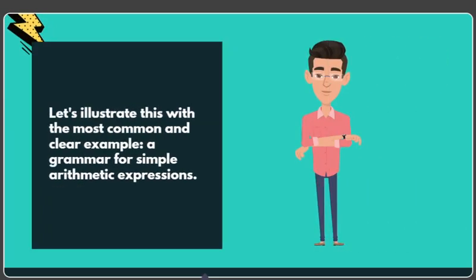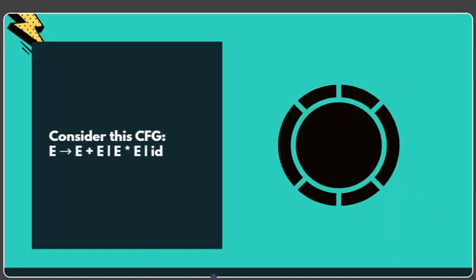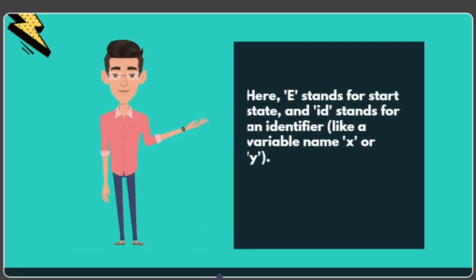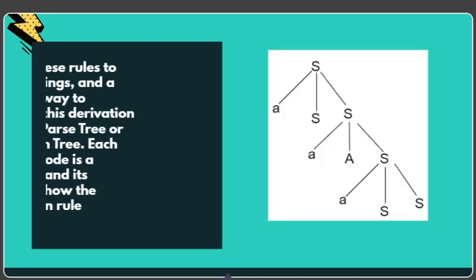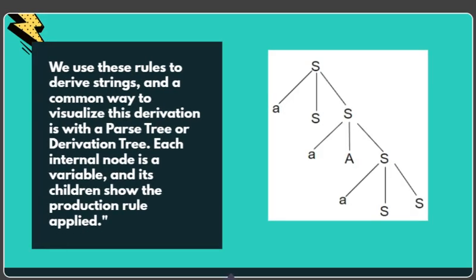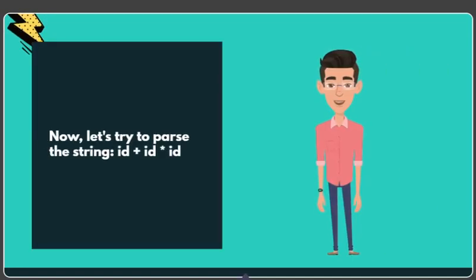Let's illustrate this with the most common and clear example, a grammar for simple arithmetic expressions. E goes to E plus E, E times E, or ID. Here, E stands for expression, and ID stands for an identifier, like a variable name X or Y. We use these rules to derive strings, and a common way to visualize this derivation is with a parse tree or derivation tree. Each internal node is a variable, and its children show the production rule applied. Now, let's try to parse the string ID plus ID times ID.